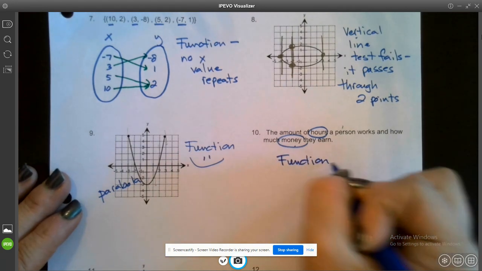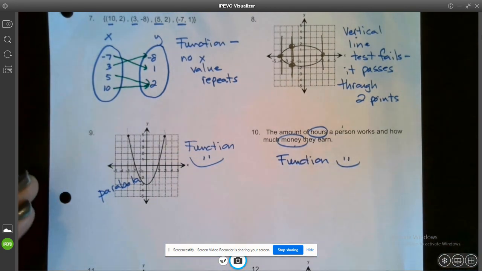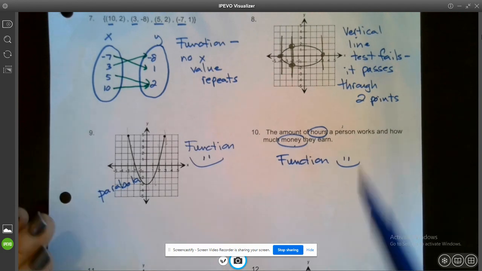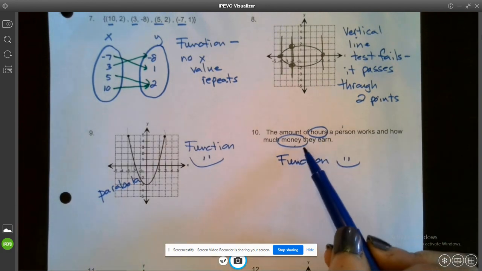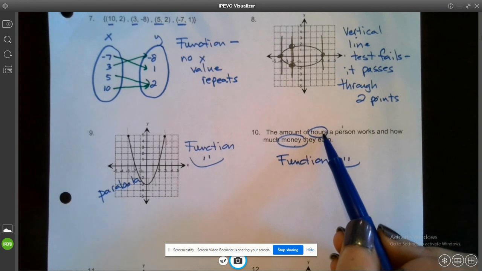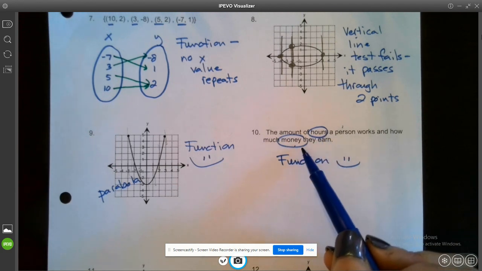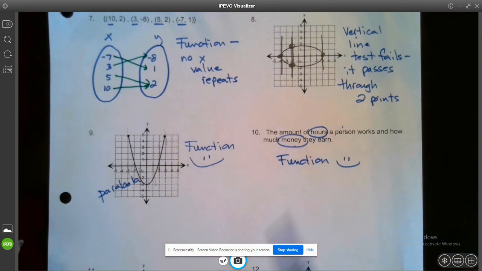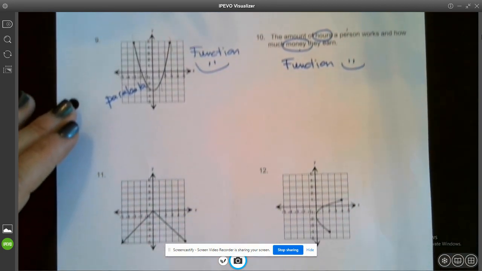I don't have a graph, I don't have ordered pairs, but we've got the brain that common sense says for every hour you work, you should get a specific amount of money. It shouldn't be like, oh, I work for 2 hours and I get $10, or ooh, I work for 2 hours and get $100. What? Mm-mm. Okay, so let's look at 11.